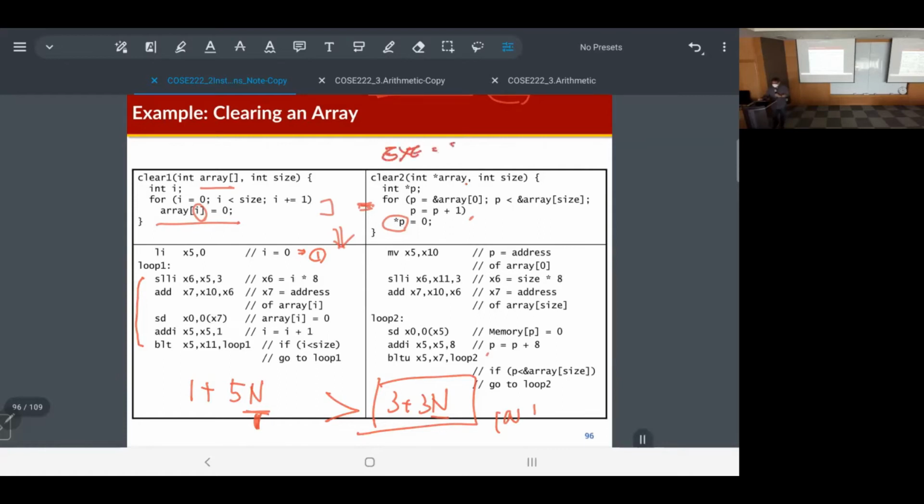For execution time, it is the instruction count multiplied by CPI multiplied by T. And if the CPI is the same, then instruction count determines the performance. So that's why the right code is better. So another question: do we need to write the code with pointers?